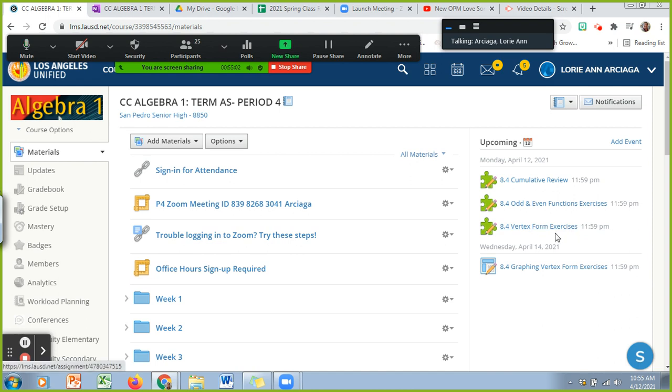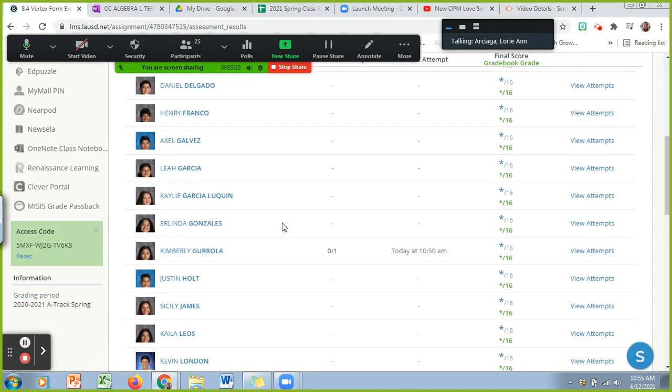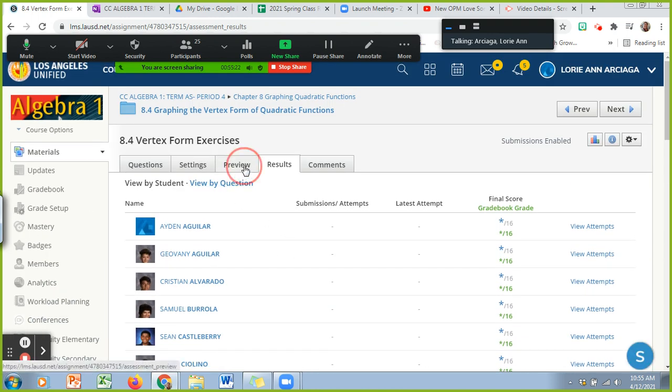It's right here. Vertex form exercises. Oh, yeah, that's the third one, sorry. Okay. So what we're going to do here is, I don't think we're going to graph here already. We're not going to graph here yet.